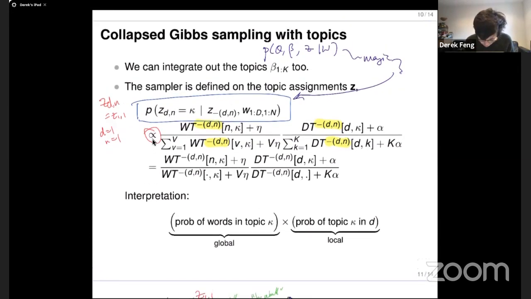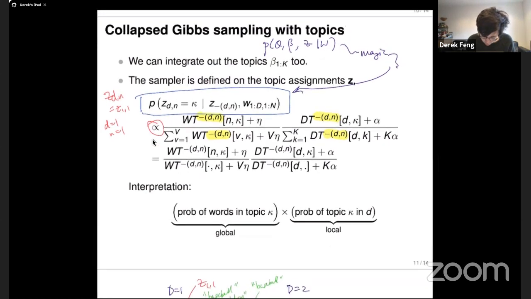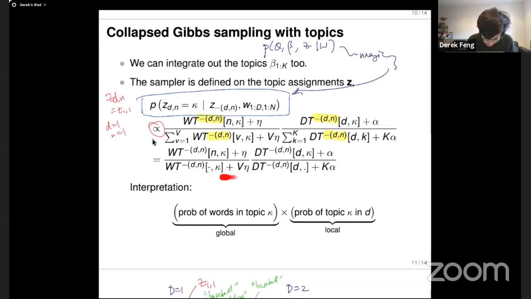So this interpretation is sort of what I was getting at before, which is that if you look at this left-hand guy here, and you look at this right-hand guy here, this word topic table corresponds to what we saw already, which is the betas, right? This corresponds to the thetas, right? So what you're sort of seeing is that it's like looking at the probability of the words in topic kappa, and you multiply it with the probability of topic kappa in your document D.